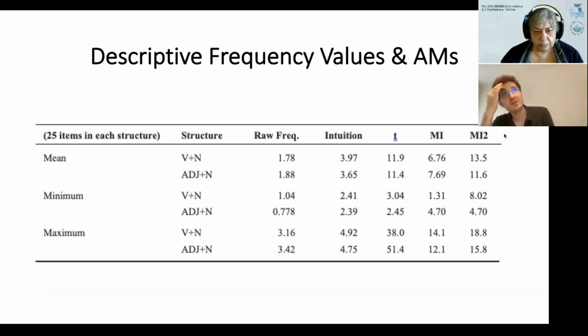So these were descriptive frequency values and association measures in my study, a very overall view of the intuition scores from 1 to 5, and also the association measures in three different calculations.